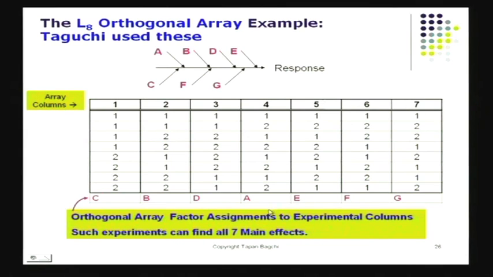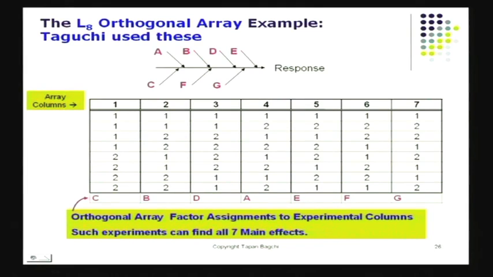this matrix, I've assigned now 7 different factors when I'm conducting only 8 trials. I'm conducting 8 different experiments, and I'm now going to be studying the effect of what we call 7 different independent factors. And such a plan is called what we call an orthogonal array plan.